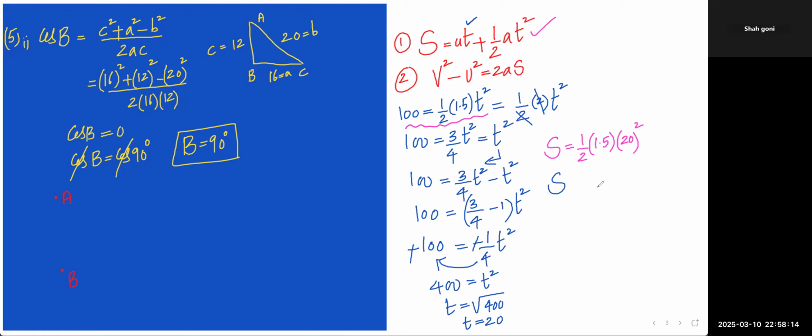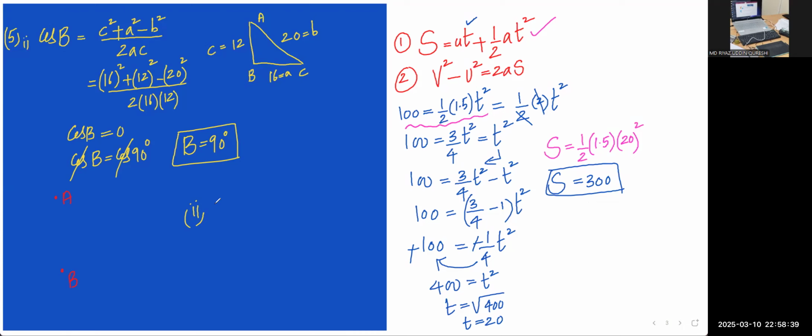300. Yes, that's your answer, absolutely correct. Second bit answer is the speed of car B, which means it is asking for the initial velocity. So for the initial velocity, we use the second formula. Second bit answer I am doing here.